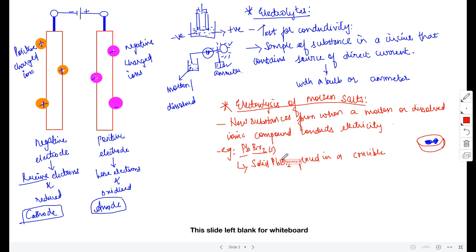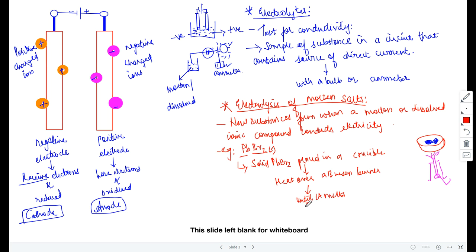Then we are going to heat it over a Bunsen burner. You have seen a Bunsen burner? You can change the flame on it as well. So we are heating it over a Bunsen burner until the lead bromide melts. I'll write: until it melts.